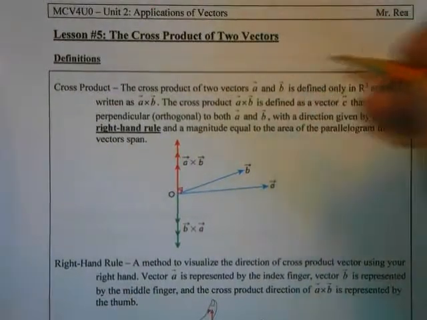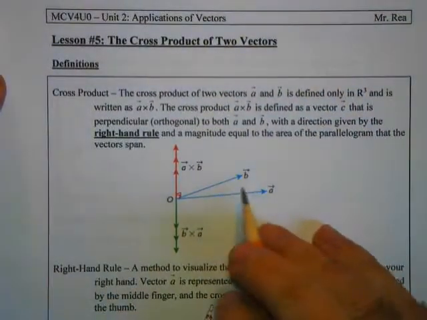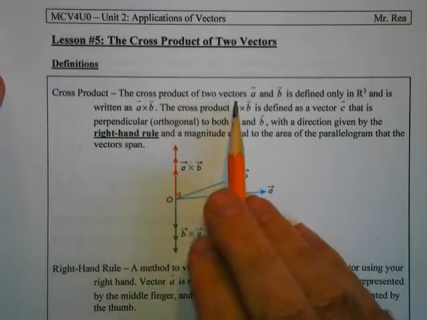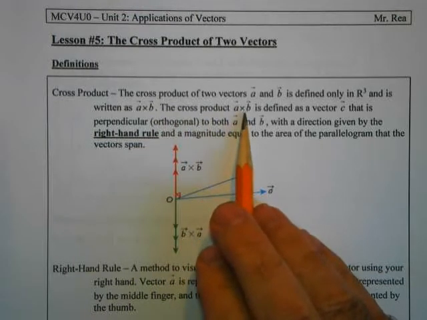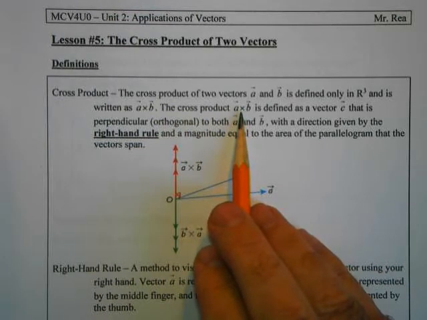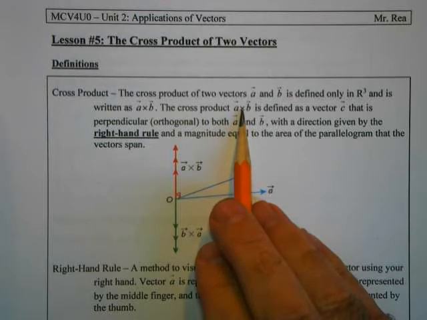So when we look at the cross product, we use the symbol like a little x, like a multiply symbol. It's important to use the correct symbol, because if you put a dot there, that would imply the dot product.